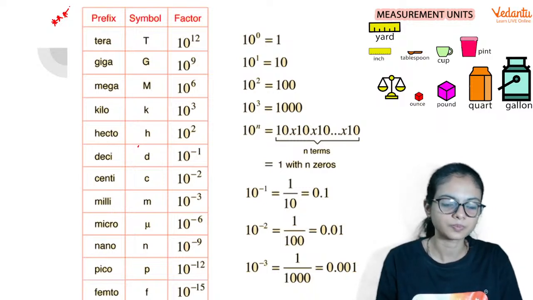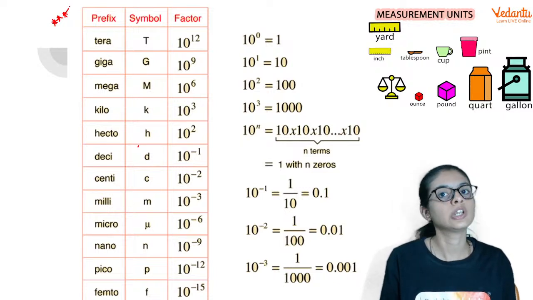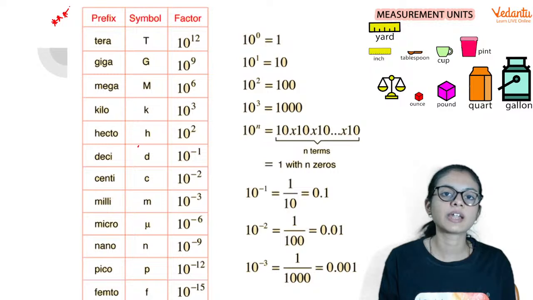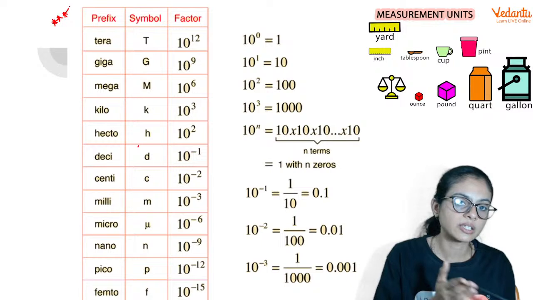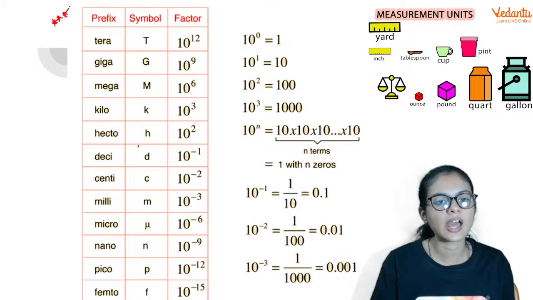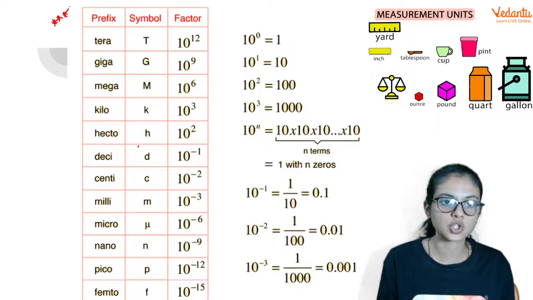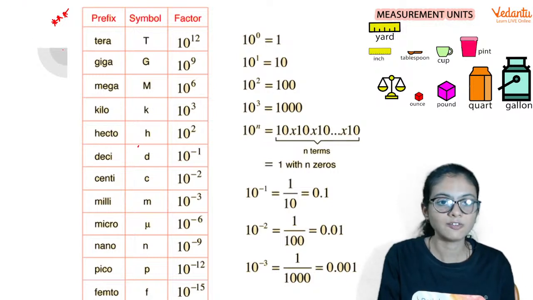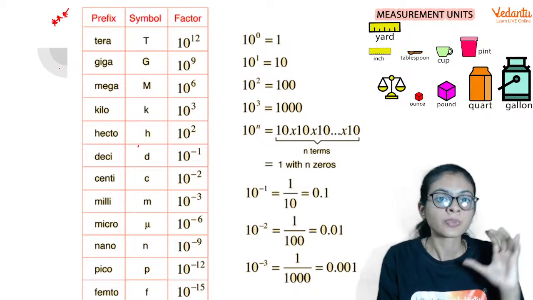So you have to be perfect in that way, because in the questions you will not only get meter or Kelvin directly. They may give you in the form of tera, giga, mega, kilo, hecto, deci, centi, milli, micro, nano, pico, femto. You have to remember them and their SI units also. Starting with tera, it is 10 power 12, a very big unit. Then giga means 10 power 9.